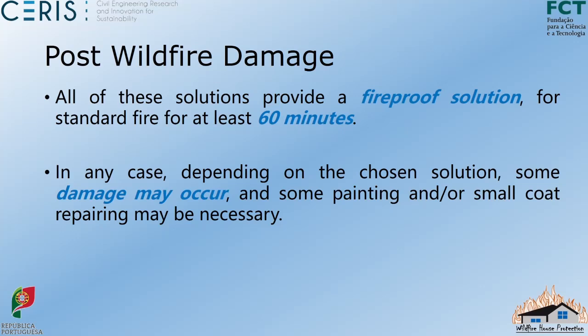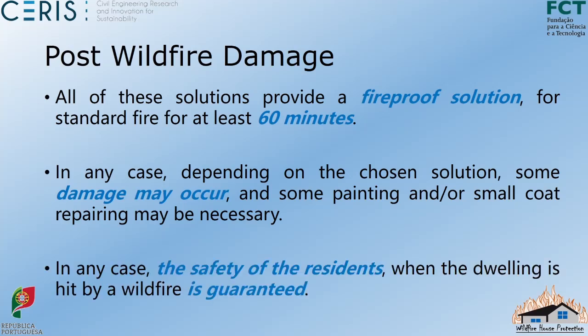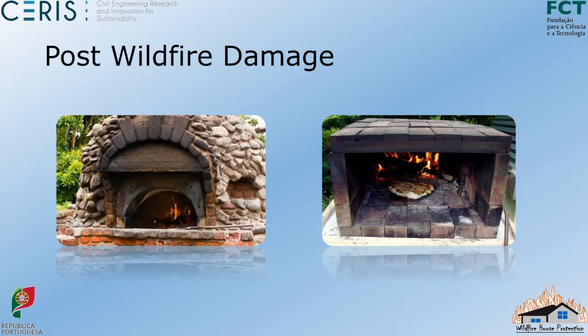In any case, when you are hit by a wildfire, I can promise you some damage may occur in your house. You may need to paint it again. There will be some small coat repairing, may even be necessary, okay? In any case, the safety of the residents, the most important thing, as we told again and again in this channel, will be guaranteed, okay? So remember, when you're hit by a wildfire, your structure may turn black, just like these ovens. That's why I like to put this oven, but it will survive. This is the most important.